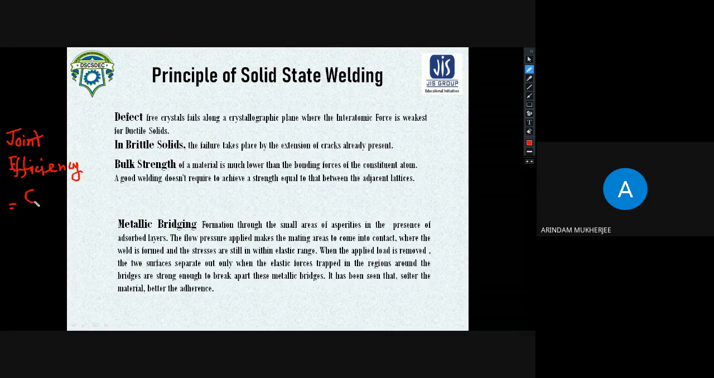So let us say, sigma joint minus sigma base metal, divided by sigma base metal. You can also multiply by 100%. Depending on the efficiency of the joint, this sign can be modified. If the base material has higher strength compared to this joint, then this will be shifted in this way.